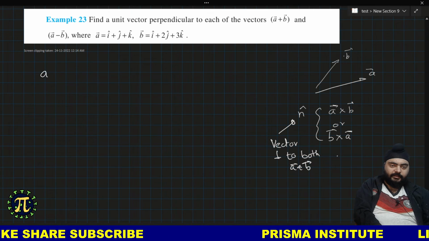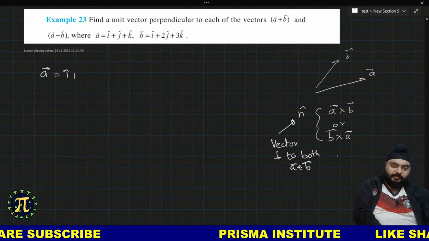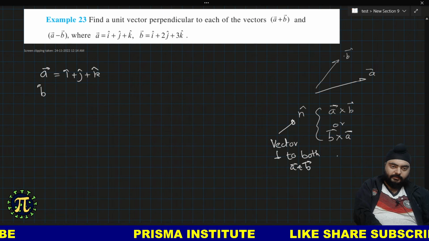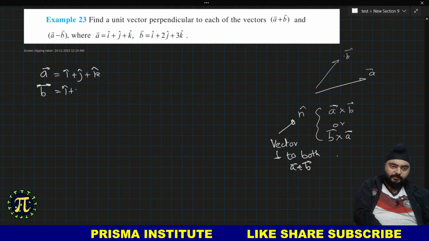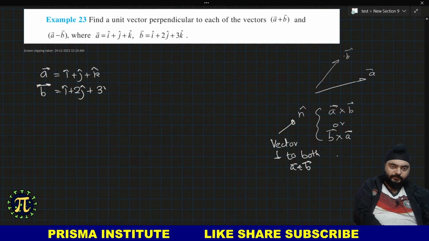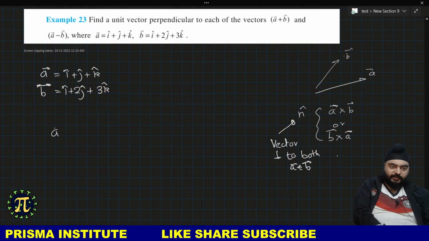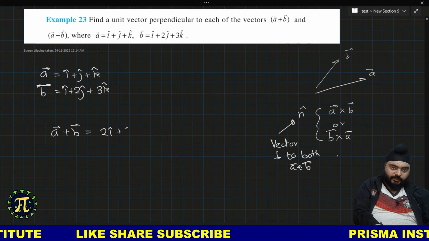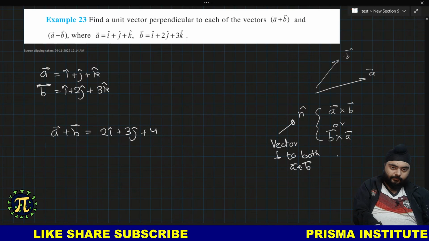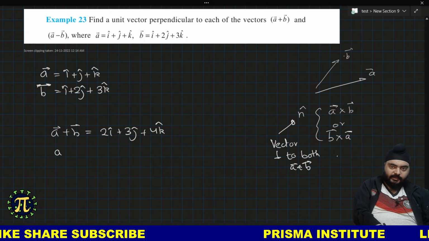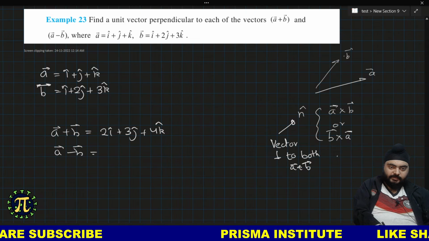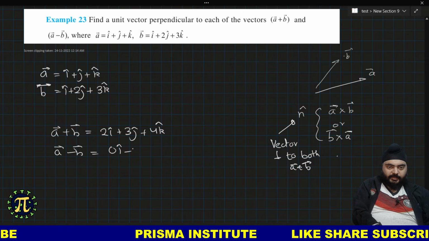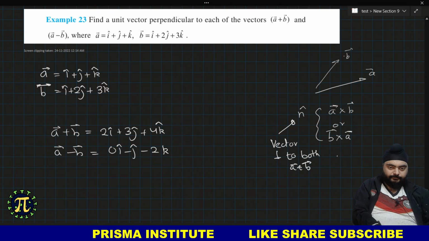अभी हमारे पास a वेक्टर गिवन है, यहाँ पे i प्लस j प्लस k. हमारे पास b वेक्टर गिवन है विच इज i प्लस 2j प्लस 3k. हमें a प्लस b वेक्टर निकालना है. सो दिस इज 2i प्लस 3j प्लस 4k. a माइनस b वेक्टर निकालना है. सो a में से b सब्ट्रैक्ट किया तो i कैंसिल हो गया, तो 0i माइनस j and minus 2k.